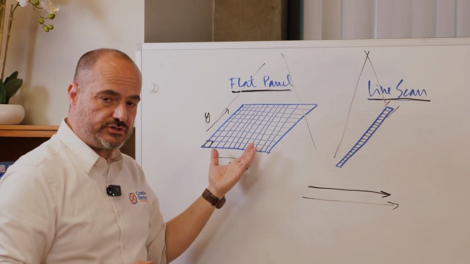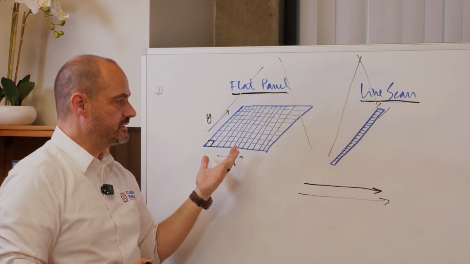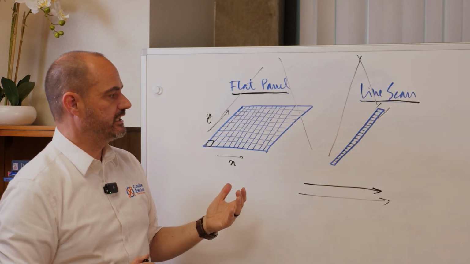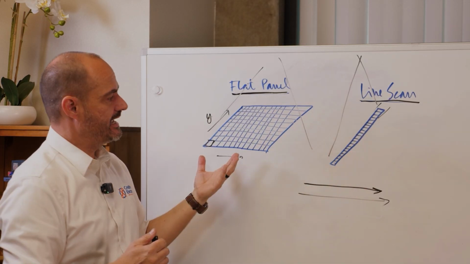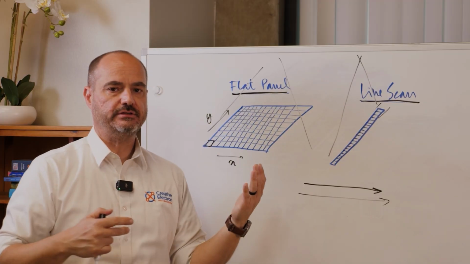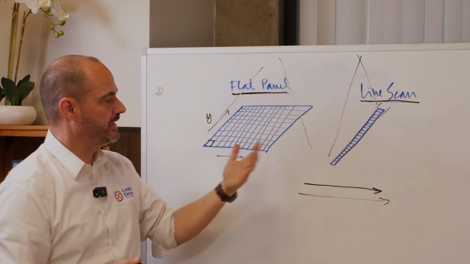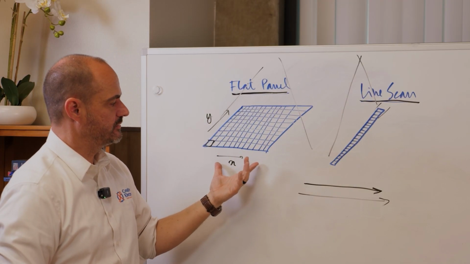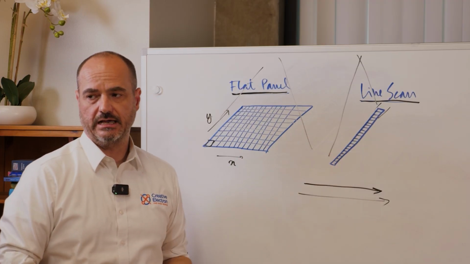So very different uses, very different types of machines. When we are looking at a specific application, we essentially evaluate how the sample is moving in and out of the machine, and then based on that, we can assess if the best thing to do is to use a flat panel or a line scanner.